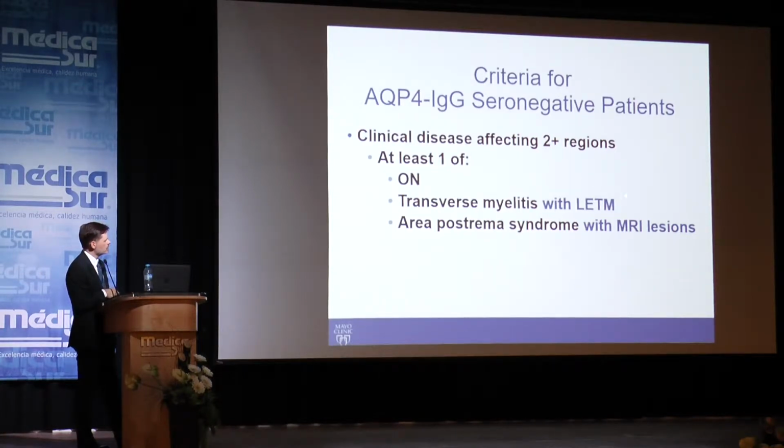So here, these additions of requiring a longitudinally extensive lesion or requiring MRI lesions that explain nausea, vomiting, and hiccups, those are meant to increase the specificity of these criteria. You can imagine how many people one might see in internal medicine clinics with nausea, vomiting, or hiccups who do not have a neurologic cause.